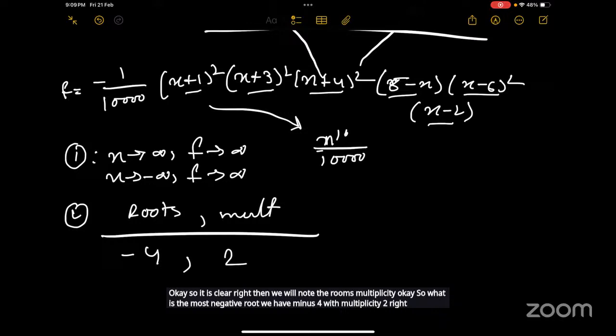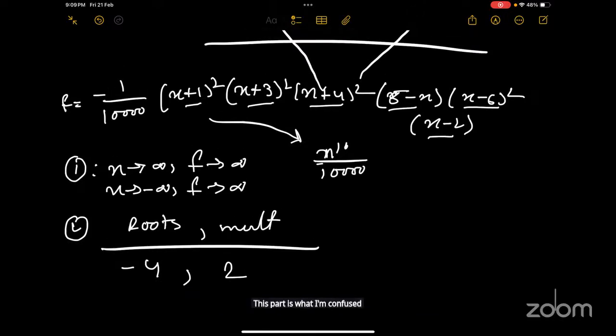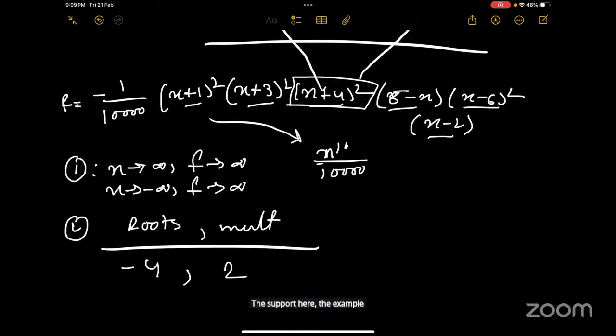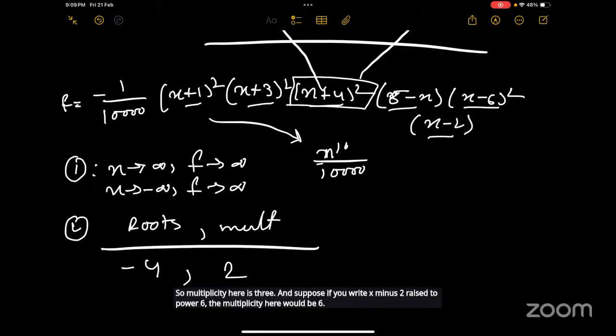Yeah, this part is what I'm confused about, ma'am. Okay, I'm explaining it here. Here is x plus 4 raised to square now. So this is the repeated root. The square is coming here, so that says multiplicity is 2. Suppose here the example is x plus 4 raised to power 3. So multiplicity here is 3. And suppose you write x minus 2 raised to power 6, the multiplicity here will be 6.